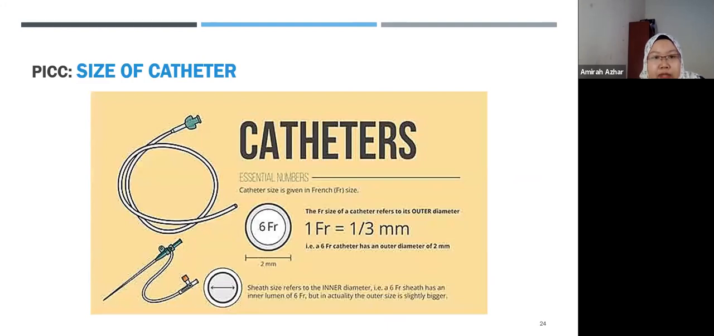For the catheter, we must know the size of the patient's catheter. So basically the measurement is in French. 1 French is equal to 1/3 millimeter. So it shows the diameter of the catheter.